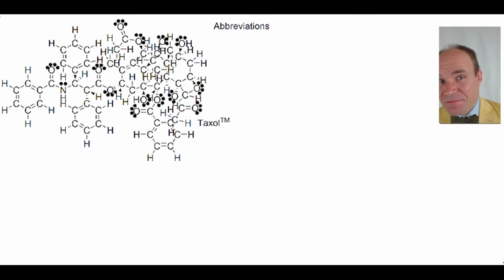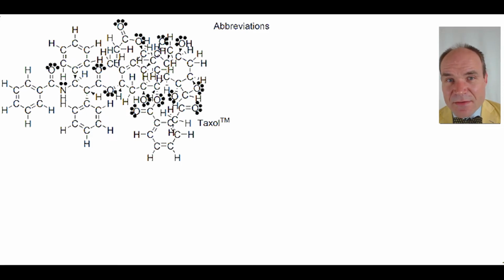This is Taxol. I've drawn every hydrogen in it. I've drawn every lone pair in it. But it's a mess. You can't see the wood from the trees. I challenge you to try and reproduce Taxol based on this image. Not very easy.